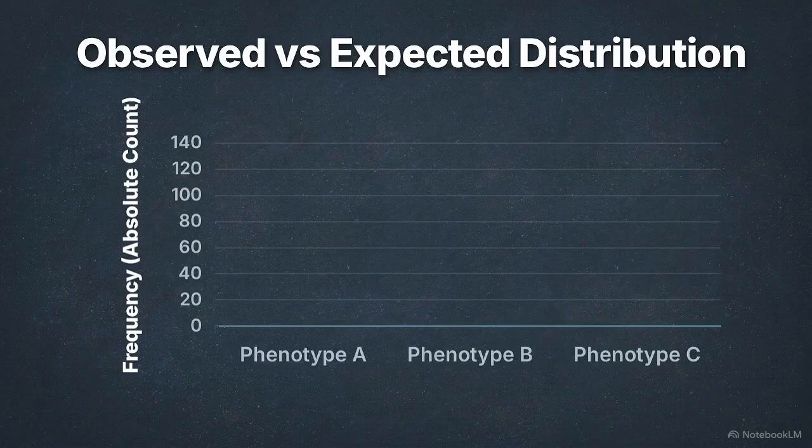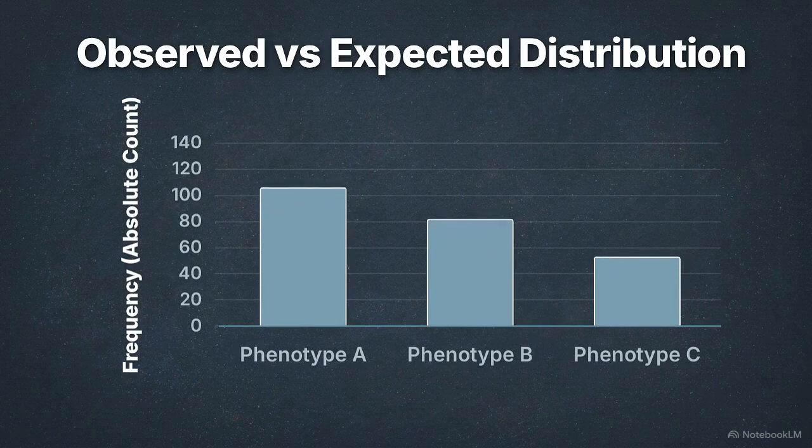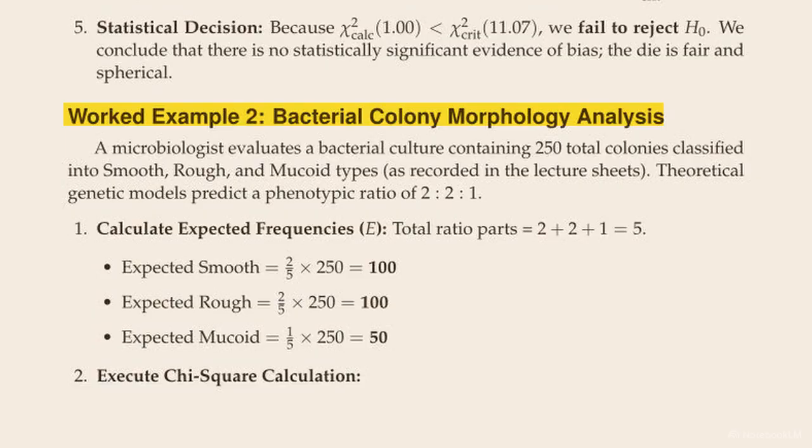This procedure evaluates whether a single observed sample distribution conforms to a specific theoretical distribution or an expected genetic ratio. This table provides the computational matrix for a bacterial colony experiment. A microbiologist has evaluated 250 total bacterial colonies, classifying them into three distinct types: smooth, rough, and mucoid. Theoretical genetic models predict that these phenotypes should appear in a specific ratio of 2 to 2 to 1. We need to verify if the raw counts match this theory.